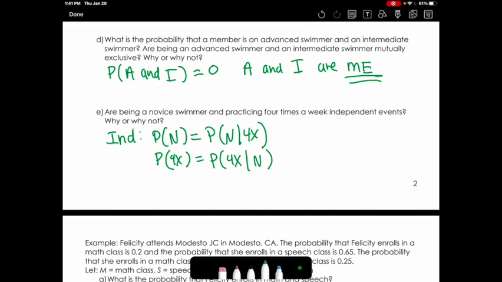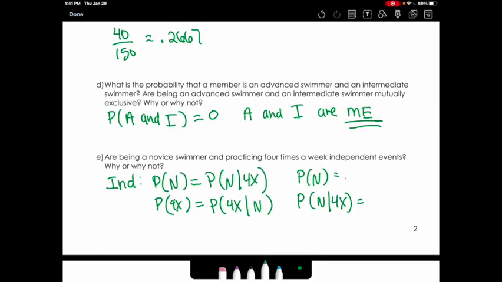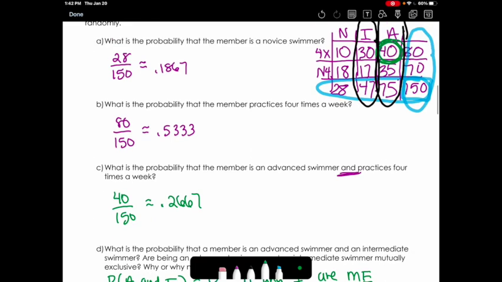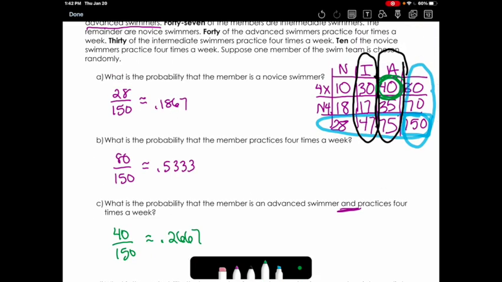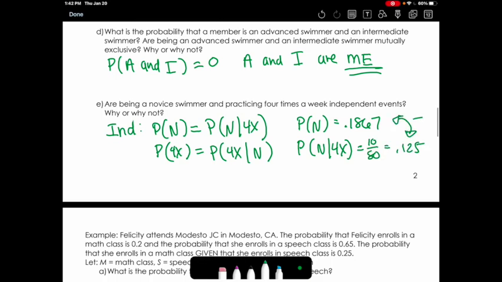So these would have to be equivalent. And if we look at the chart above, that probability would be 28 out of 150. We calculated that in part A, which is 0.1867. Now, if we find the probability of being a novice swimmer given that you practice 4 times a week, then if we look at just the people that practice 4 times a week, that would be 10 out of 80, which is 0.125. These are not equivalent. Because those are not equivalent, these are not independent events.